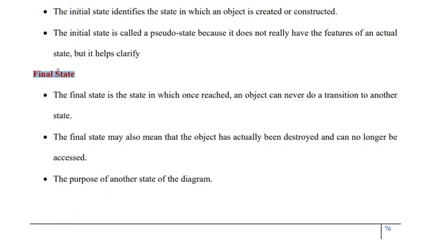Now, we have the final state. This is a state beyond which we do not have any state. This is the point in time when the object is actually destroyed. This is also a pseudo state, and it's represented with the help of a bullseye.